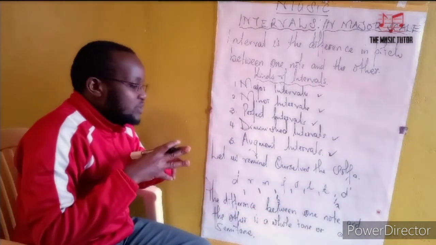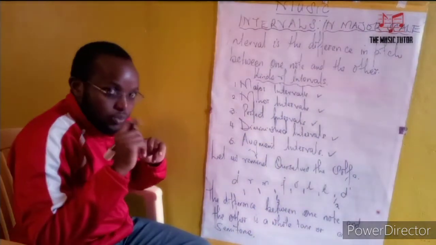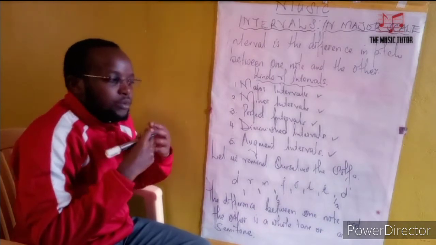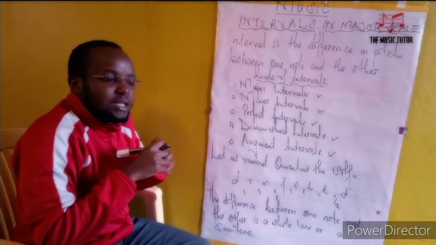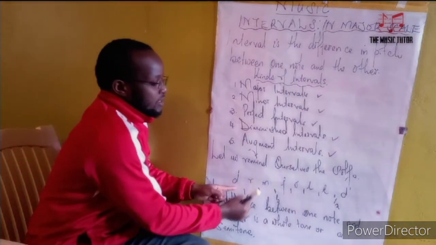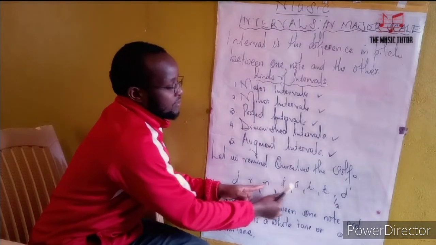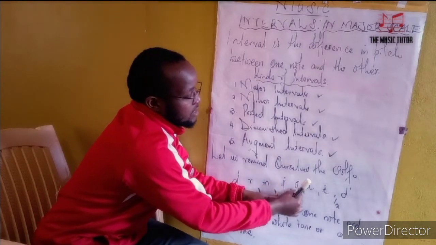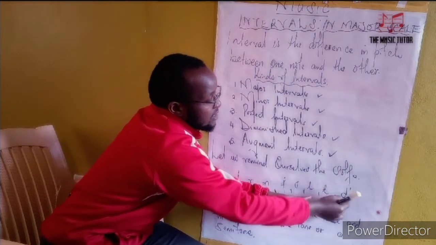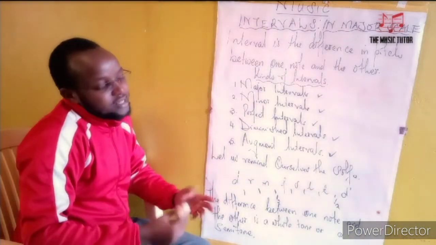The difference between one note and the other is called a tone. It could be a whole tone or it could be a semitone, meaning half a tone. That is why we say do, re, one tone; re, mi, one; mi, fa, half; fa, sol, one; sol, la, one; la, ti, one; ti, do, half. So that is the difference in pitch.